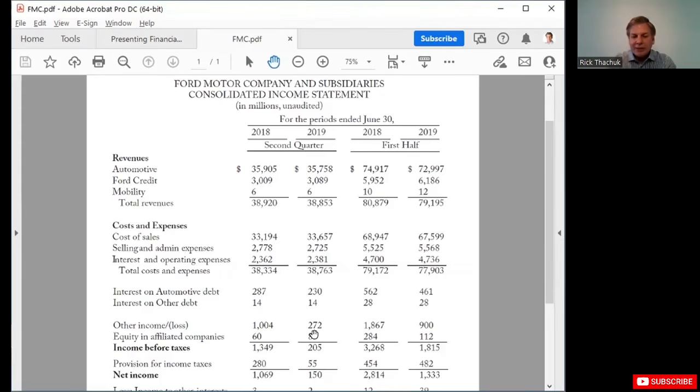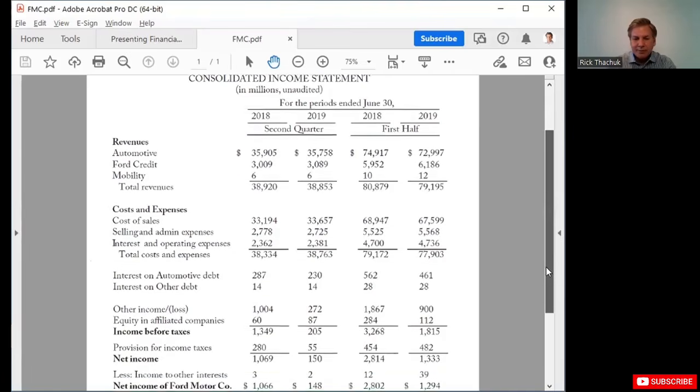Remember, other income is singular. So you should have said other income at Ford Motor Company and subsidiaries was 272 million US dollars in the second quarter of 2019, down substantially from, or a substantial decrease from, 1,004 million US dollars in the same period of 2018.